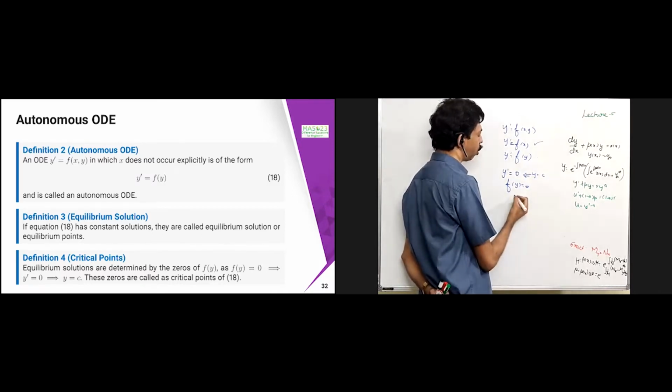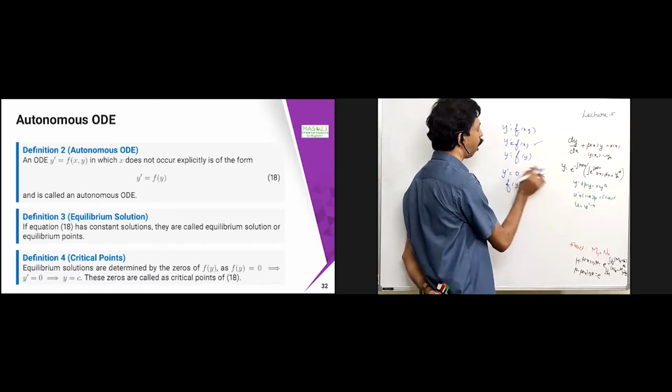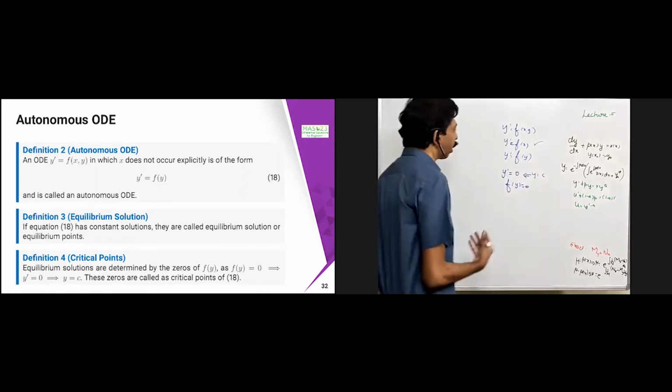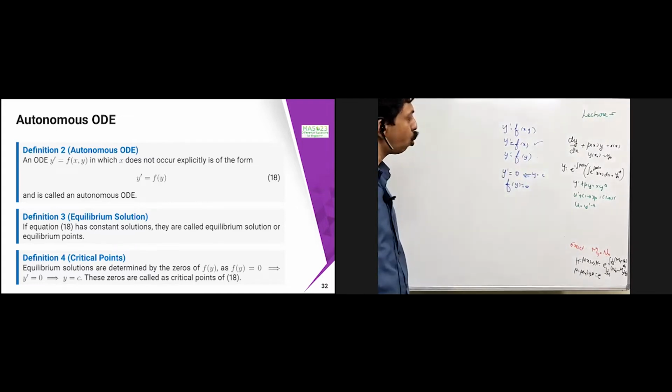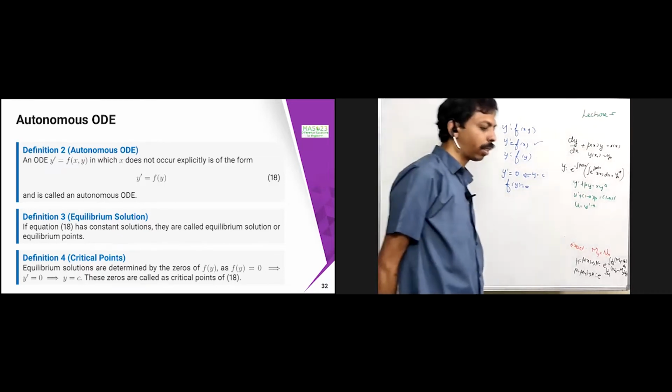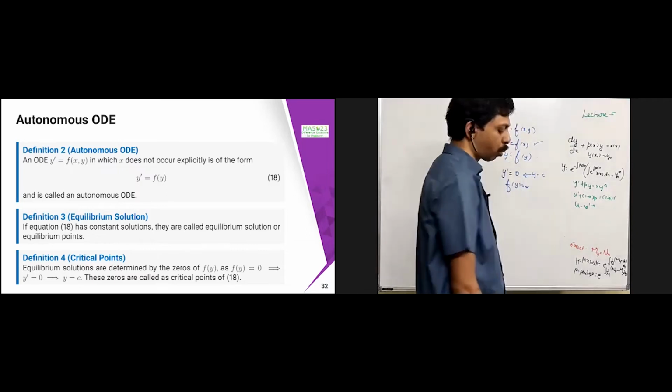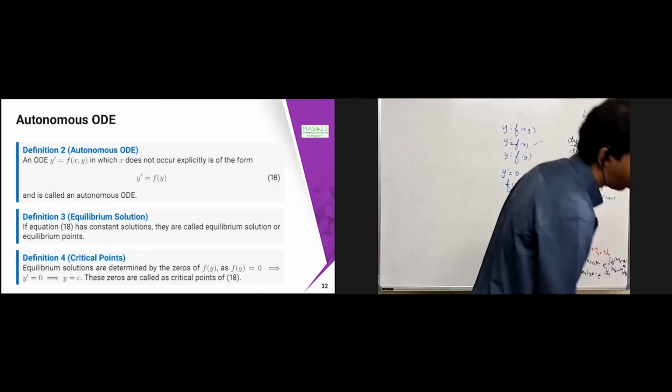So if f of y equal to 0, you are going to solve this. You have to find the roots or zeros of the equation f of y. That is going to give you y dash equal to 0, and that is going to give you y equal to c. The zeros of this function f of y are called the critical points of this autonomous ODE.